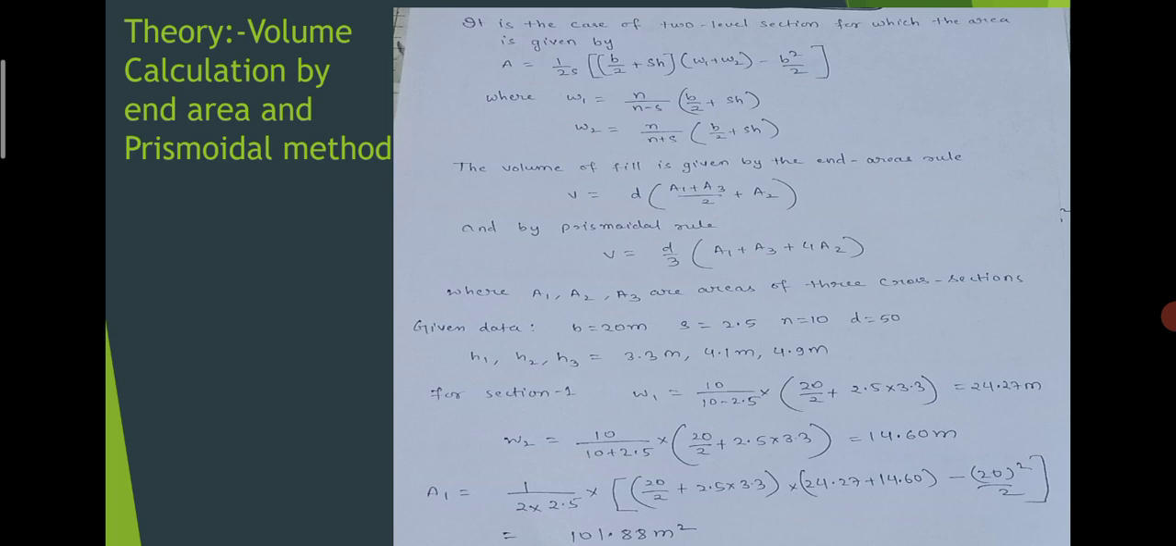The given data is the formation width to be 20 meter, the side slope to be 2.5, the crossfall to be 10, and the distance between the two successive cross section areas is 50 meter. The h1, h2, h3 are given to be 3.3 meter, 4.1 meter and 4.9 meters. For section 1 we can calculate W1 as given by the formula above. It comes out to be 24.27 meters and W2 comes out to be 14.60 meters. The area A1 comes out to be 101.88 meters square.